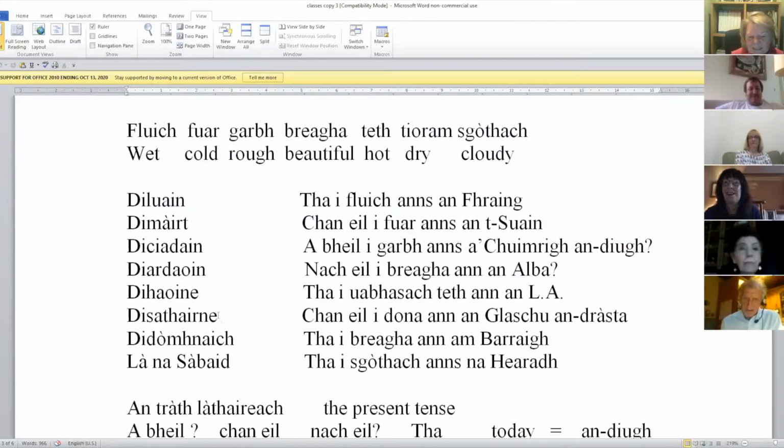It's not bad in Glasgow just now. Which is true. Sunday: it's beautiful in Barra. On Sunday, it's cloudy in Harris. Okay, so I'm going to get you to say them.